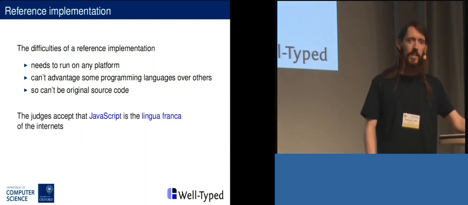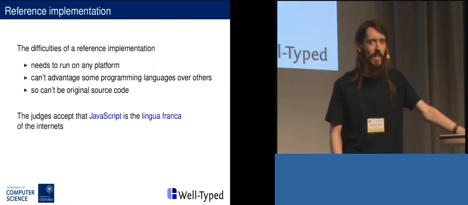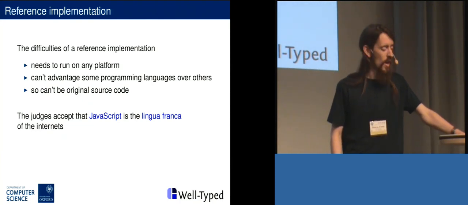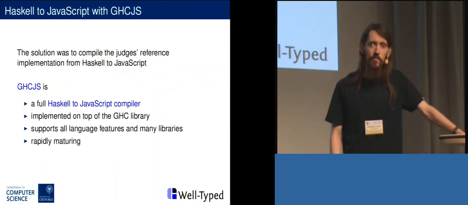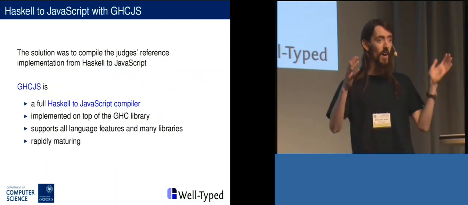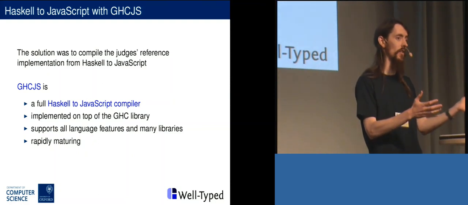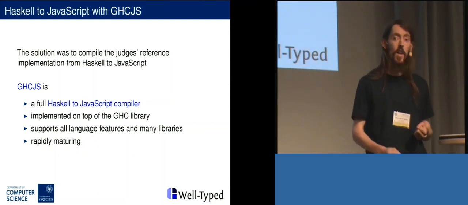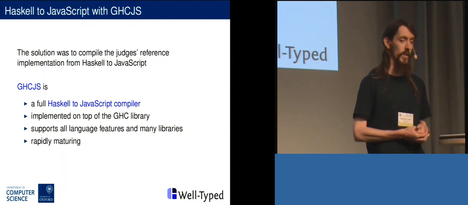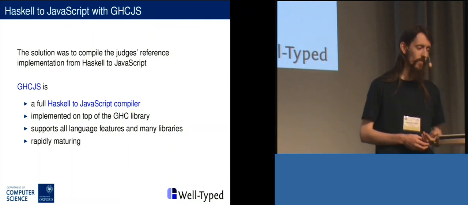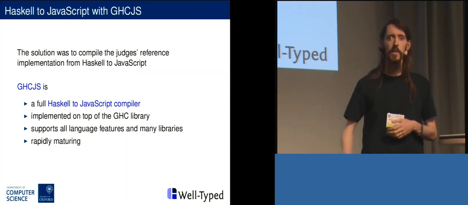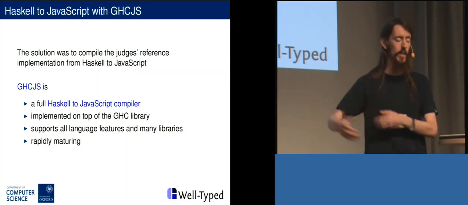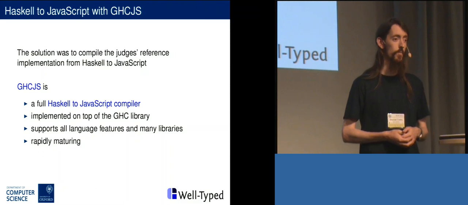So the judges accept that JavaScript is the lingua franca of the internet, but the judges are also language snobs. So the solution was GHC.js, to take our reference implementation that we'd written in Haskell and to compile it to JavaScript. And this worked really well. So we used this compiler called GHC.js, which is a full-fat Haskell to JavaScript compiler. It's implemented in terms of GHC, so it has all the language extensions, all the front end, because it uses the GHC front end.